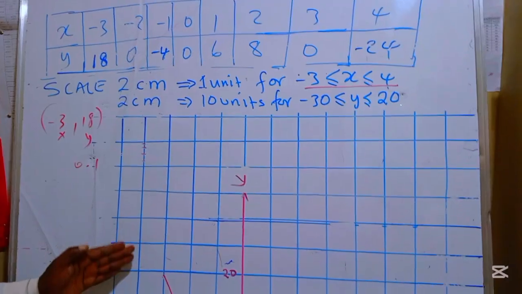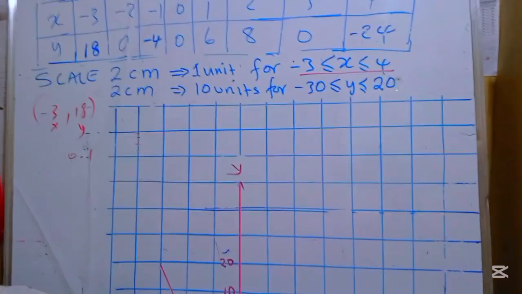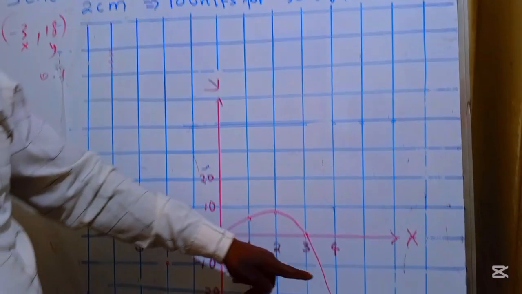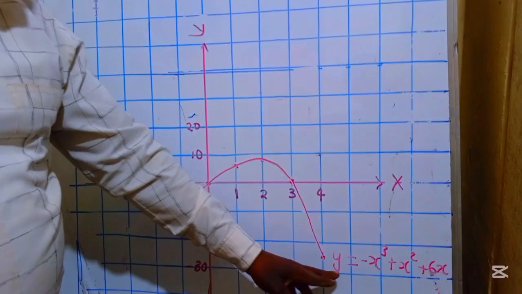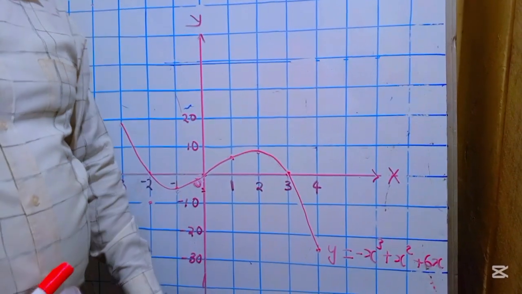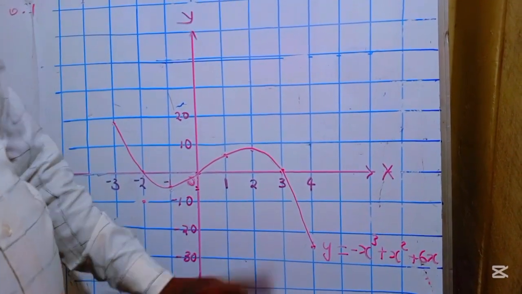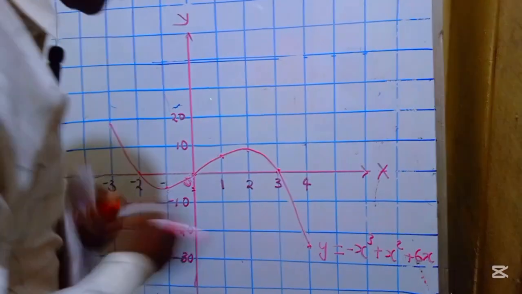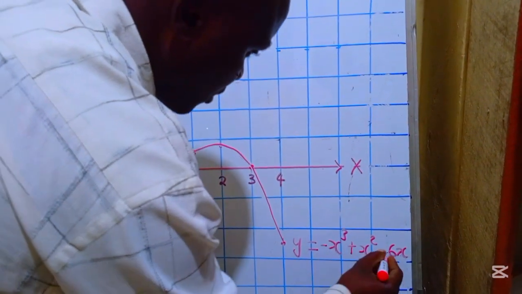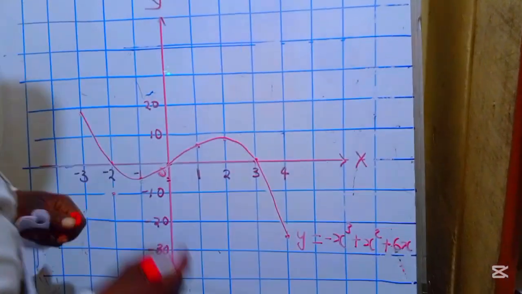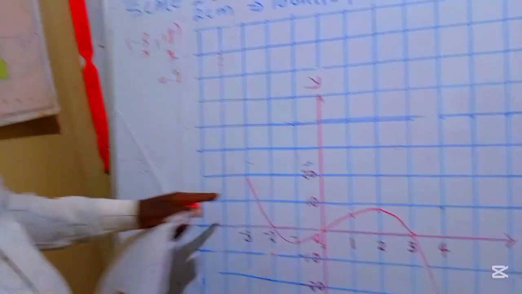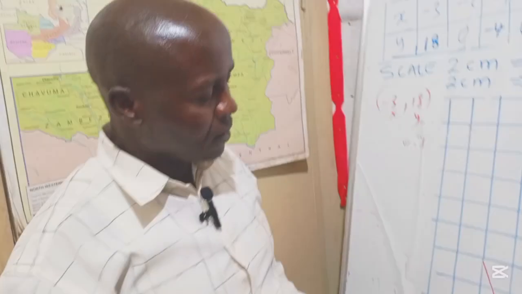So now we have drawn this curve. It should be given the name. So the name of this curve is y is equal to negative x cubed plus x squared plus 6x. So ladies and gentlemen, I hope you have enjoyed how to approach this. From there now, just to do this, this is 3 marks, plus that one 4 marks.